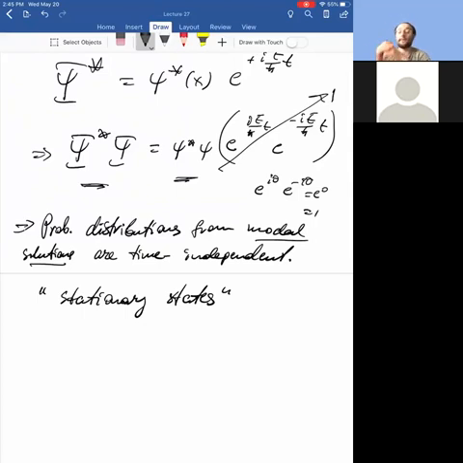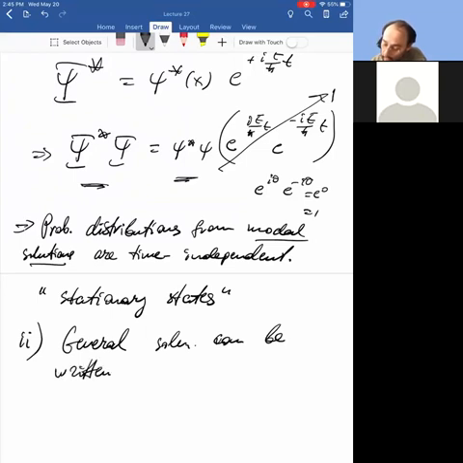Second, just as it was in the case with a wave on a string, a general solution can be built out of the superposition of these modal solutions by a sum, also called a linear combination. So the general solution can be written as a sum of modal solutions.